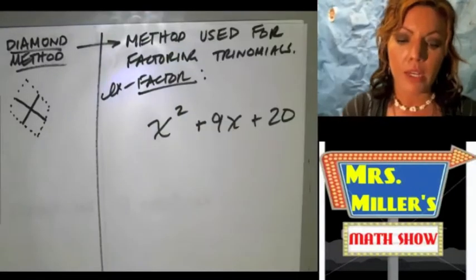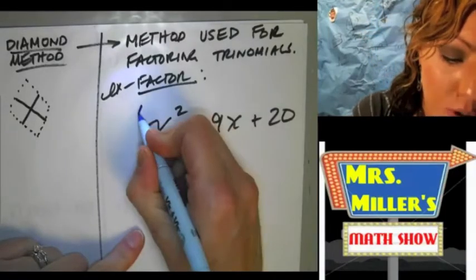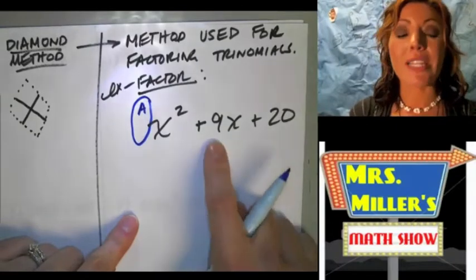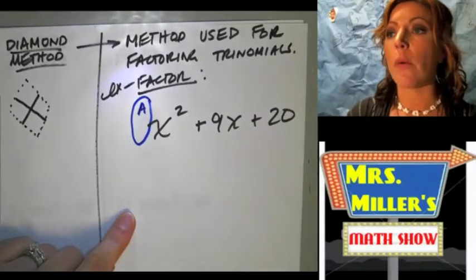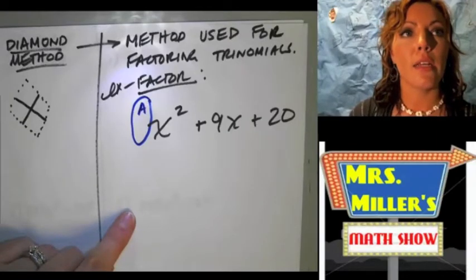So, the number that comes in front of the x squared, we're going to label that a. As long as it's in descending order. You always want to make sure of descending order. Can someone remind me what descending order means again? Alyssa?